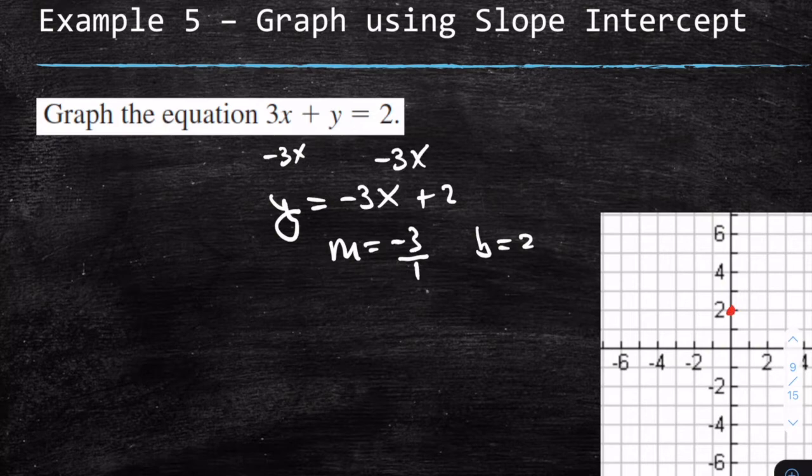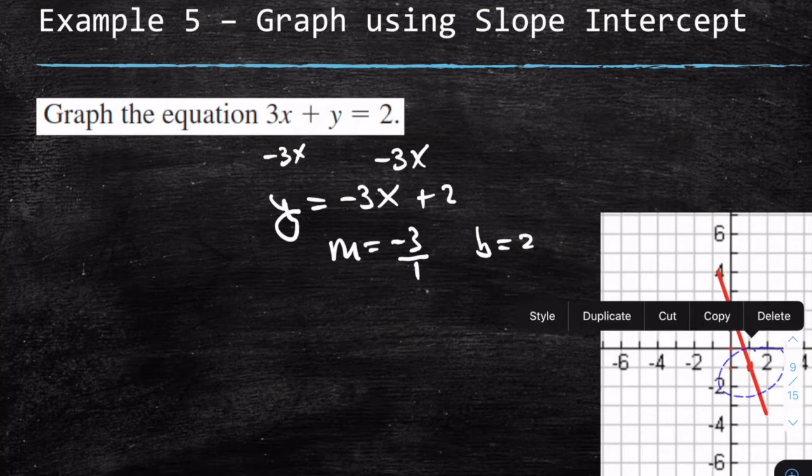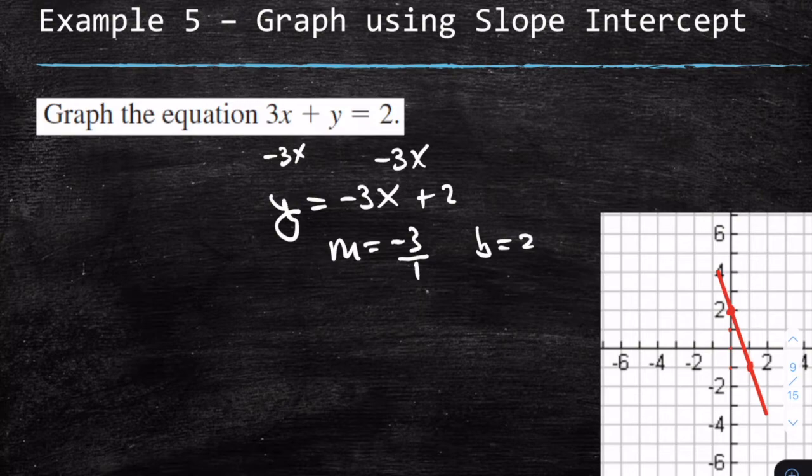And I'm going to use the slope of -3 over 1. So that means I'm going to go down 3, 1, 2, 3, and over to the right 1. So that puts me right there. And I'm going to graph the line now. So we've graphed this line by showing a slope of -3 over 1 and crossing at the point y equals 2.